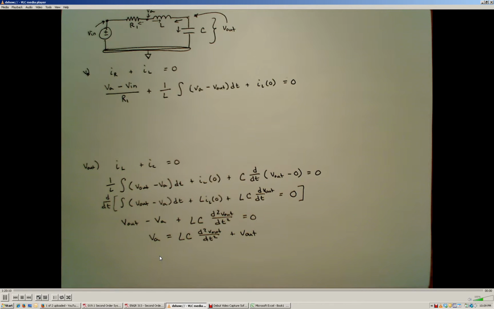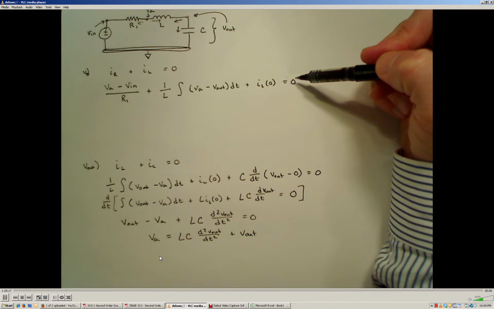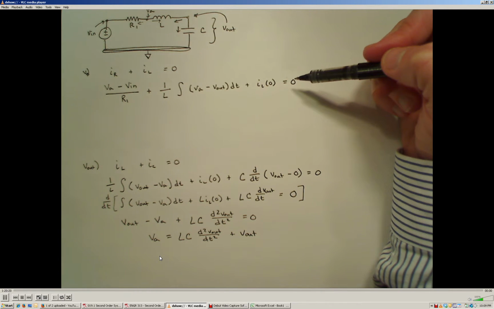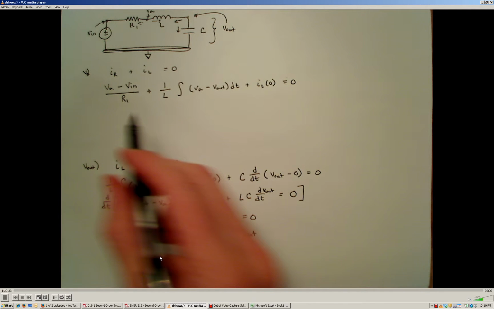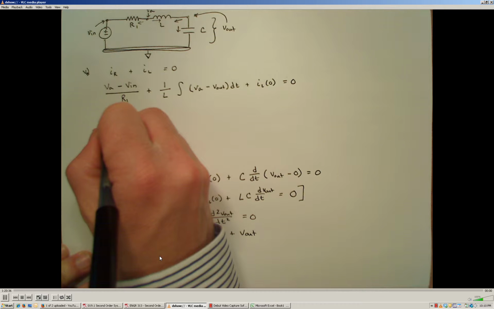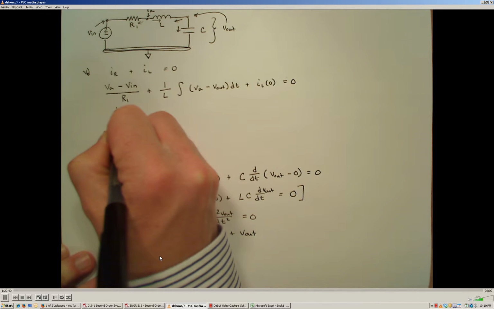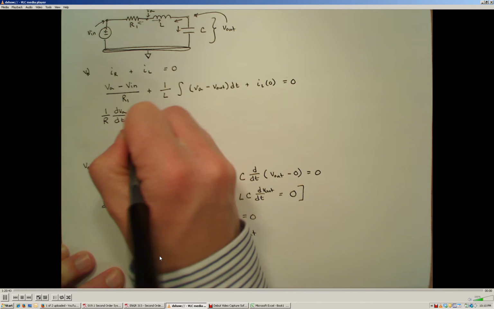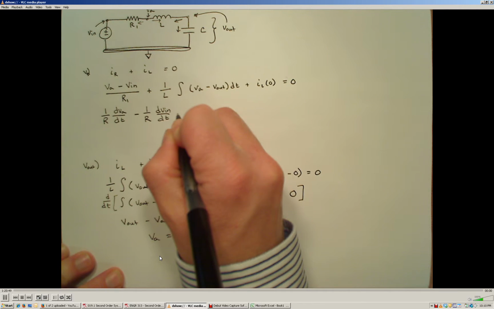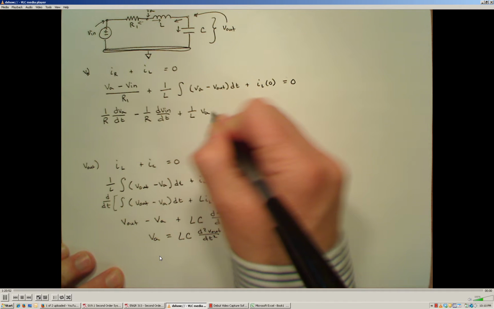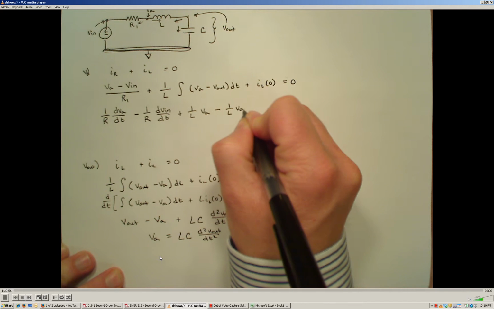Okay, the next thing I need to do is substitute this back into my node A equation. I'm going to make that look a little bit different by taking the derivative so that I can get rid of this integral term. When I take the derivative of this, what I'm going to wind up with is dVA/dt multiplied by 1 over R, minus 1 over R times dVn/dt, plus 1 over L VA, minus 1 over L Vout equals 0.